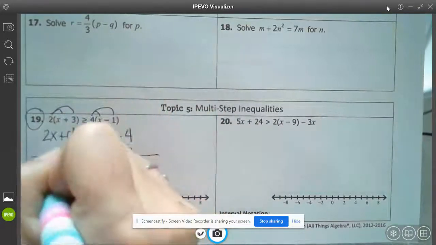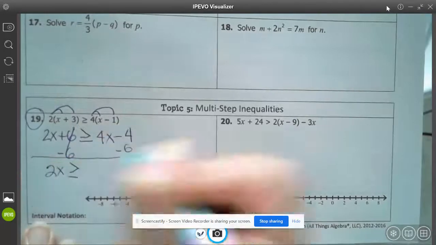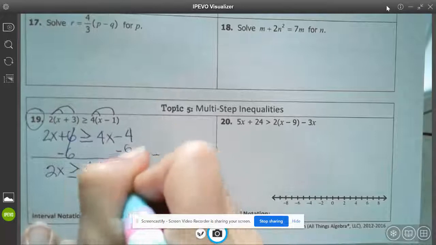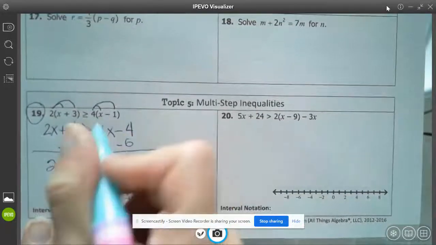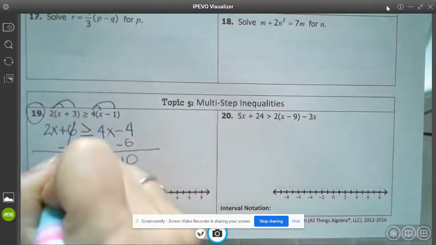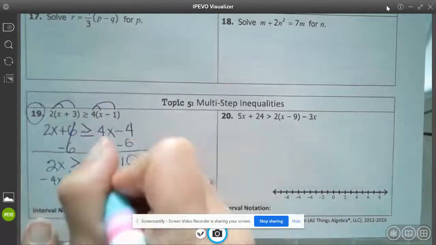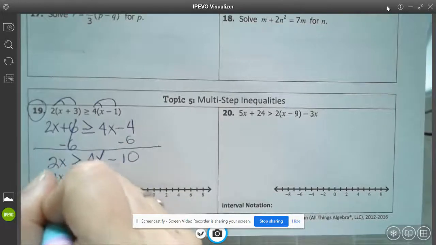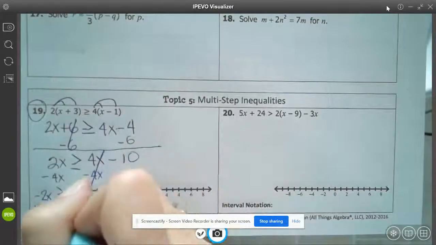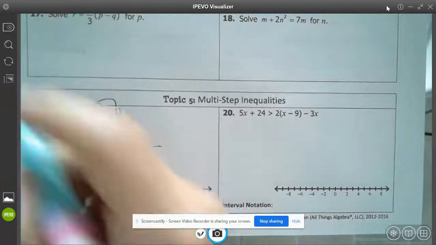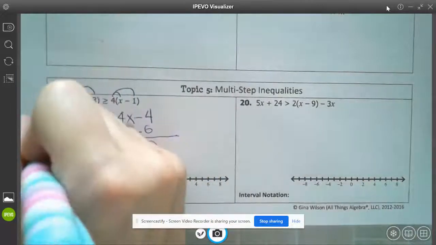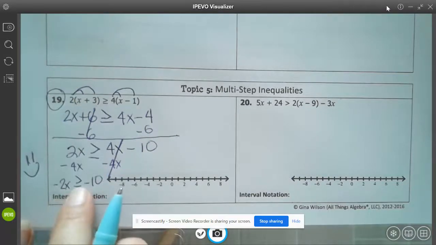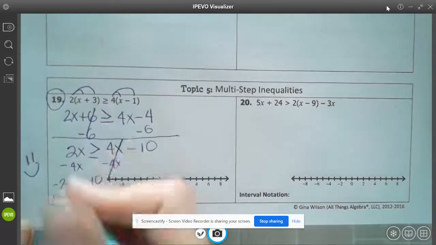That goes away, and I have 2x is greater than or equal to 4x minus 10. Then combine this one with this one, so minus 4x, minus 4x, that goes away, and I have 2 minus 4, that's negative 2x is greater than or equal to negative 10. Now we remember that when we divide by a negative in inequalities, we have to flip this sign. So let's do that.